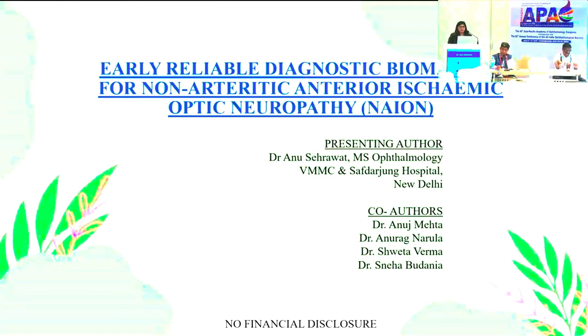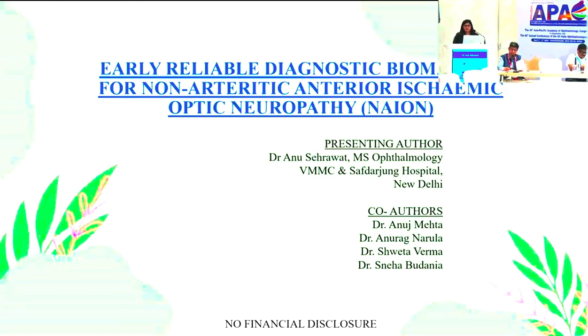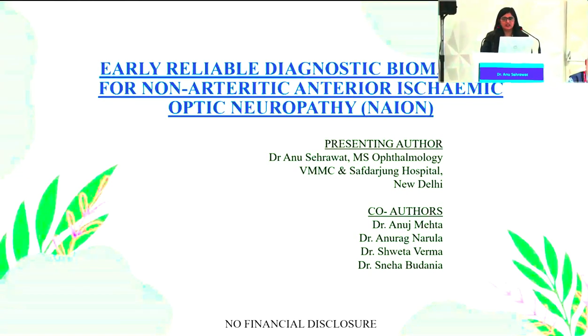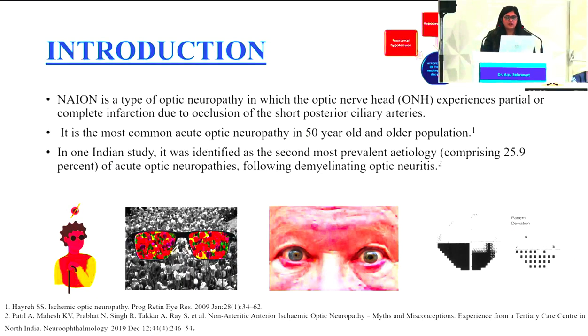Good morning. Today I'll be discussing an early reliable diagnostic biomarker for non-arteritic anterior ischemic optic neuropathy. NAION is a type of optic neuropathy in which the optic nerve head experiences partial or complete infarction due to occlusion of short posterior ciliary arteries. It is the most common acute optic neuropathy in the 50-year-old and older population.